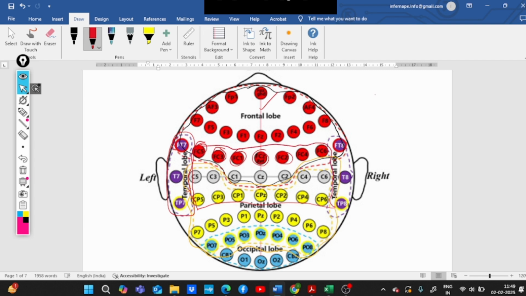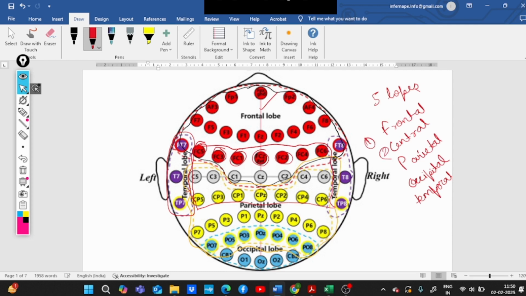So in this way there are 5 lobes. We have the frontal lobe, where everything is designated by the letter F. Then we have the central lobe designated by C, the parietal lobe designated by P, and the occipital lobe designated by O. And then we have the temporal lobe, left temporal and right temporal, designated by T. So 1, 2, 3, 4 and 5. The image is not clear, but on the internet you will find very nice images. From there you will understand.